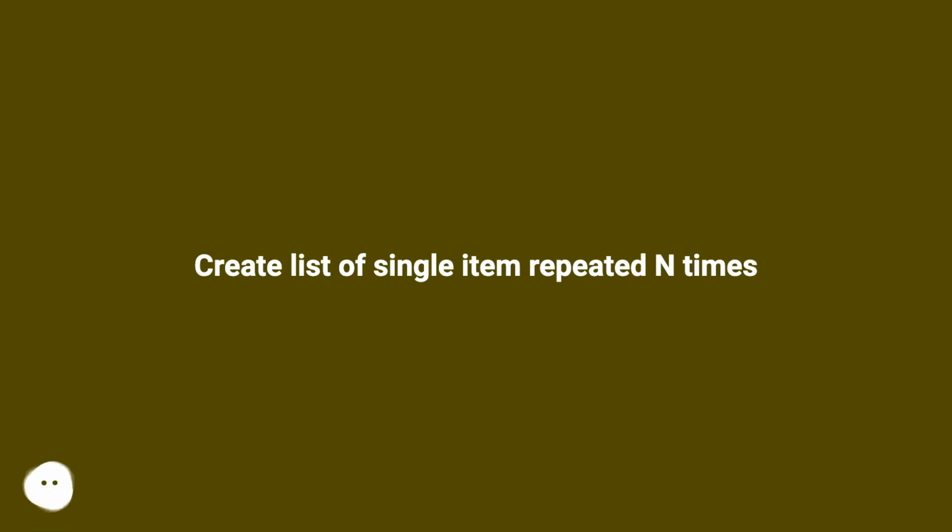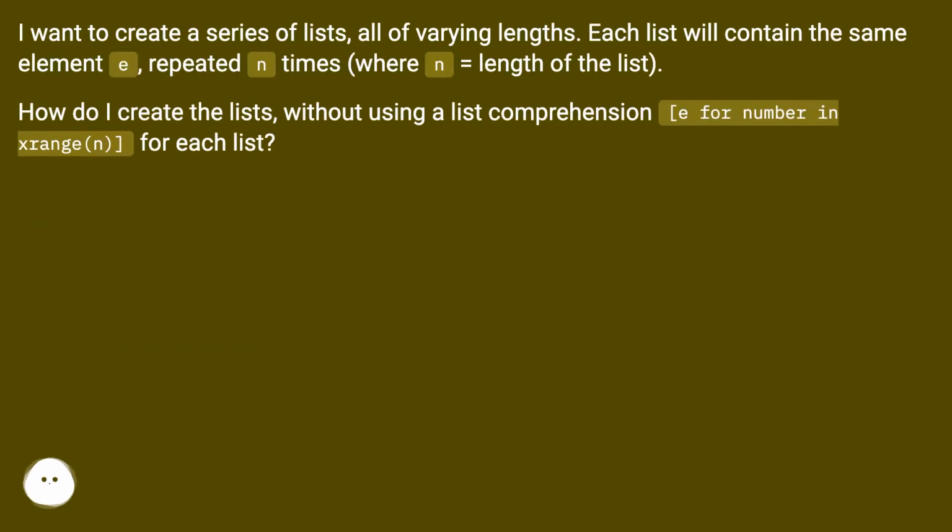Create list of single item repeated n times. I want to create a series of lists, all of varying lengths. Each list will contain the same element e, repeated n times, where n equals the length of the list. How do I create the lists without using the list comprehension, [e for number in range(n)], for each list?